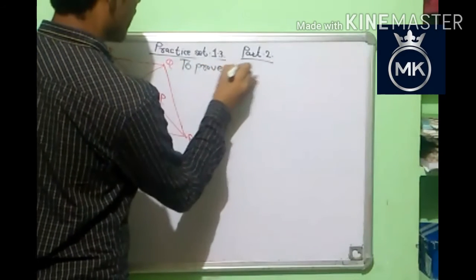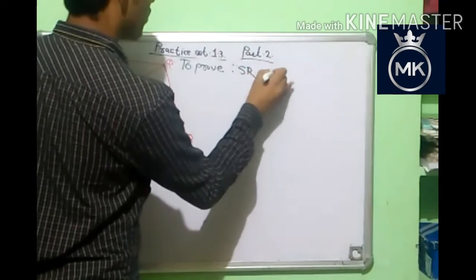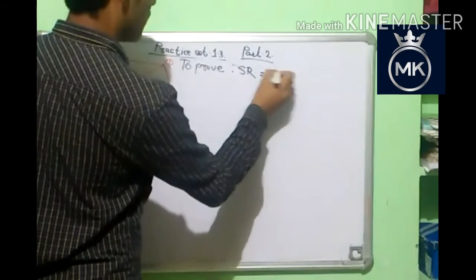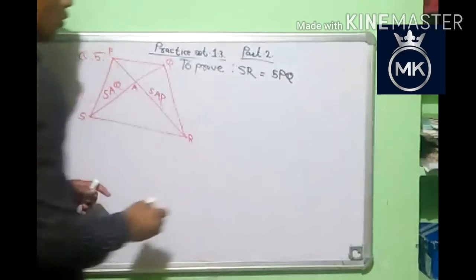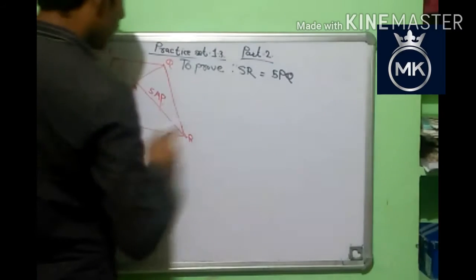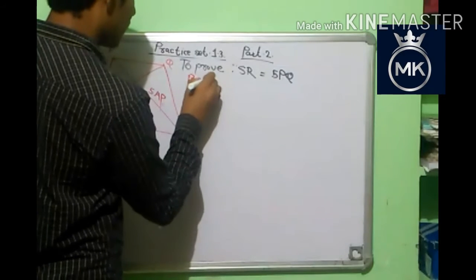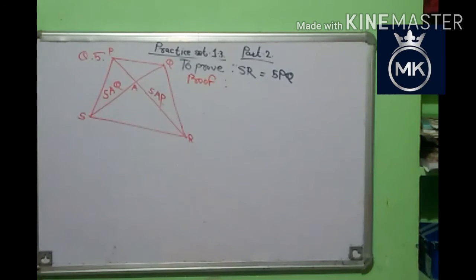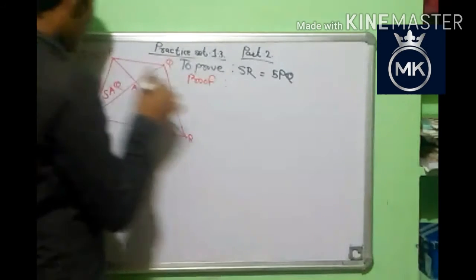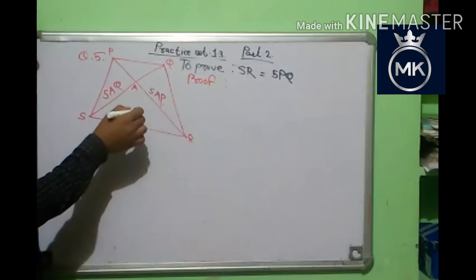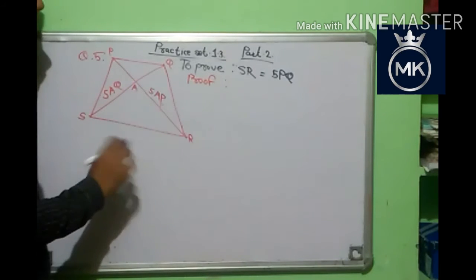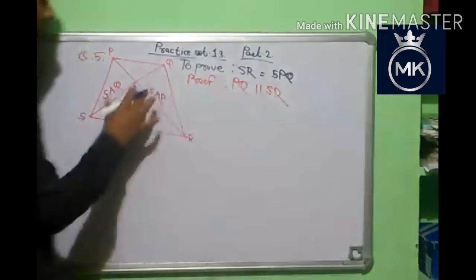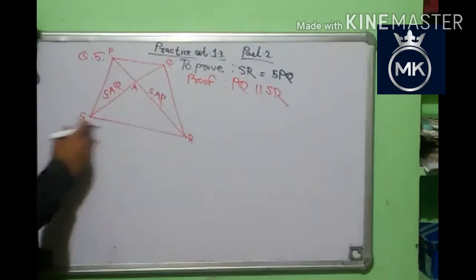We have proved here SR is equal to 5 PQ. Then we write the proof. The first step of the proof: in the figure we have two parallel lines, PQ is parallel to SR, and we have given the two diagonals QS and PR.